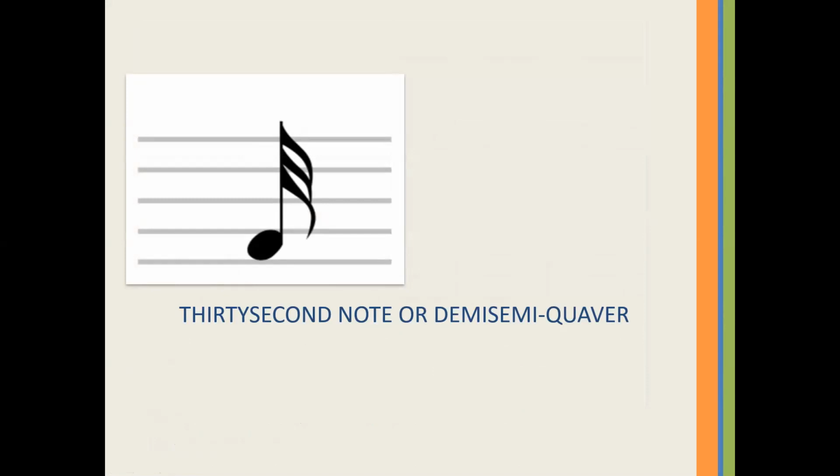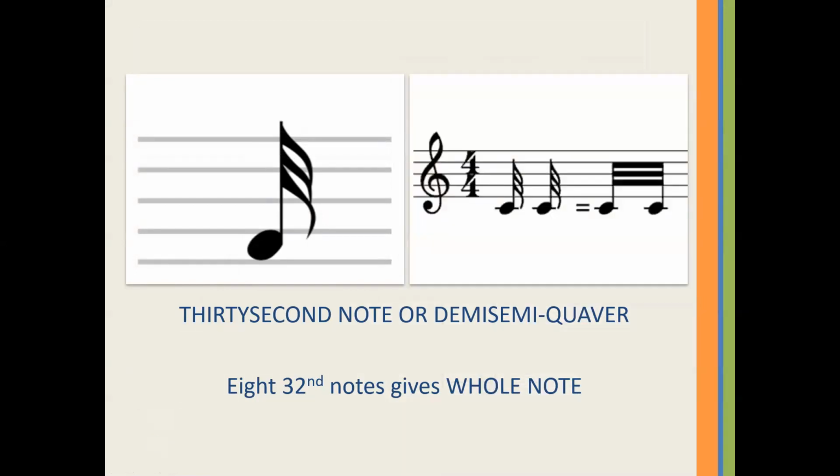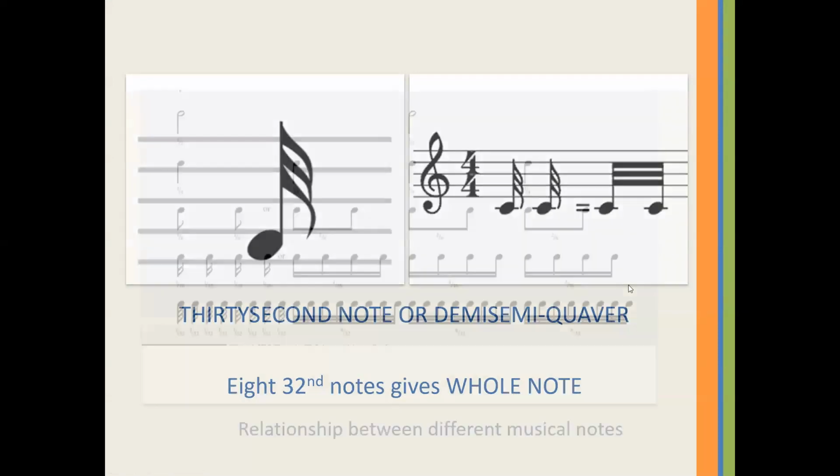Okay, demi semi. I think hemi is a 64th note. Okay, 32nd note. 8 of these, 8 32nd notes, will give us a whole note. All right, and remember, we have that beaming effect. So we see 2 demi semiquavers can be written in that format.